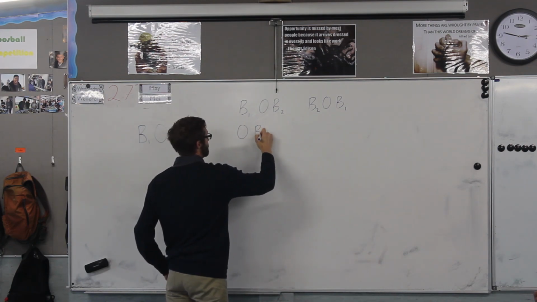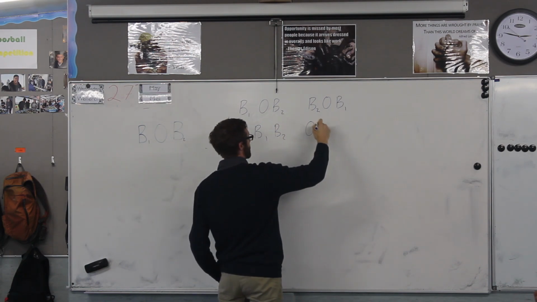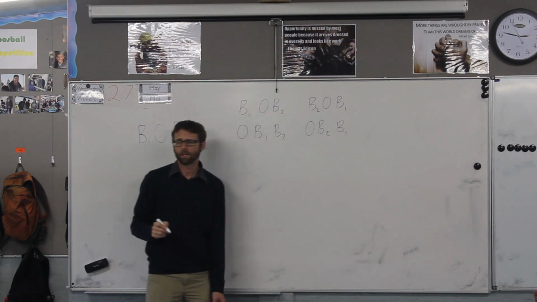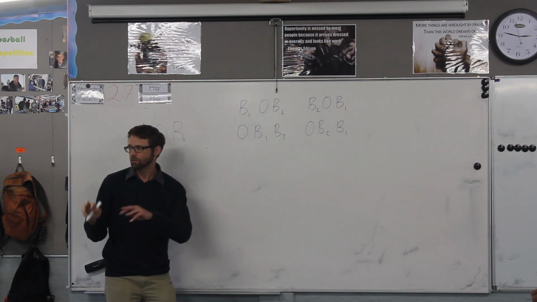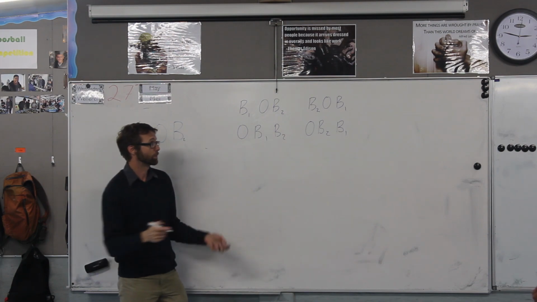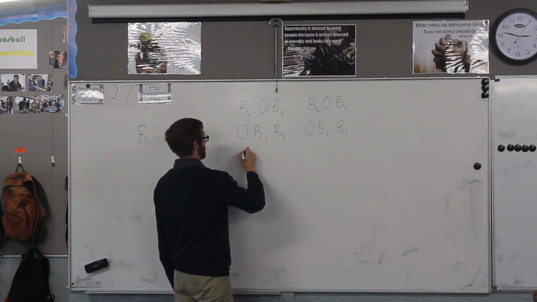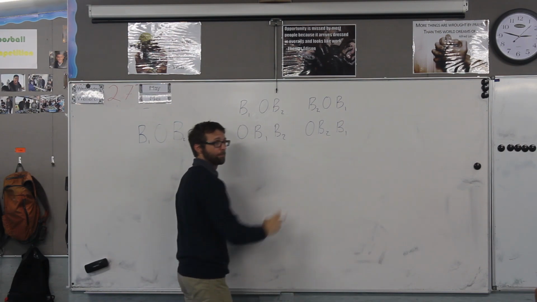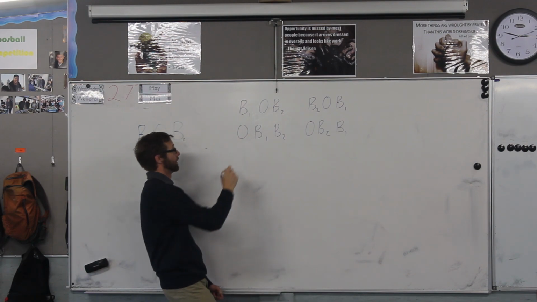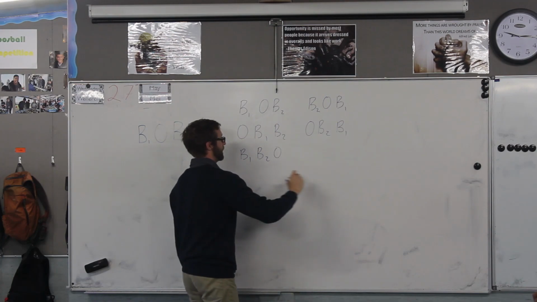O B1 B2. And therefore the other corresponding one would be O B2 B1. Anything else? We know there's 3 letters, so there should be 3 factorial, right? So there should be 6. What's the next one? Yep. B1, B2, O. And then finally?